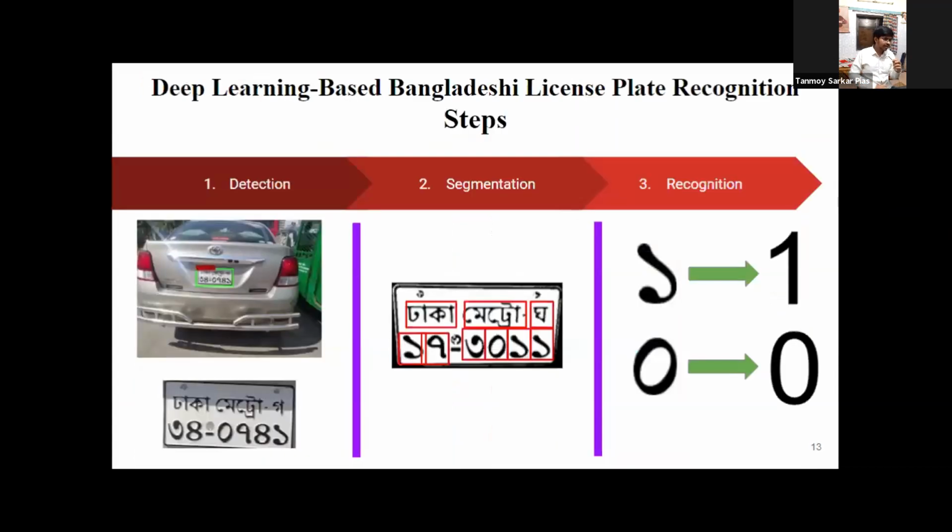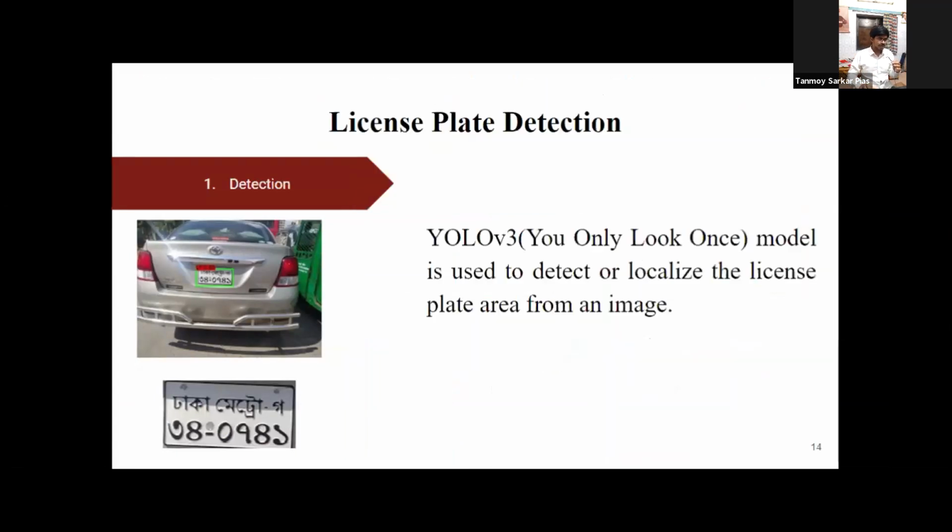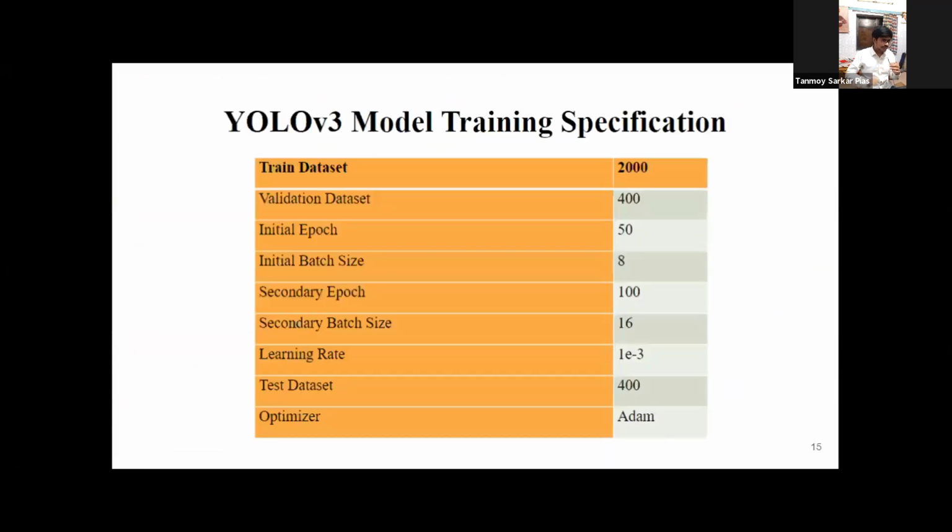Okay, so we can divide our process into three steps: first detection, segmentation, and recognition. In detection, we used YOLO version 3. While we were working on this research, YOLO version 3 was the state of the art, so that's why we used it, and it is real time. So we can implement this total system in real time with YOLO version 3. This is the training specification of YOLO version 3. I'm not going into the details because there is nothing much to say about it, but the important thing is we use 2,000 images to train this model.